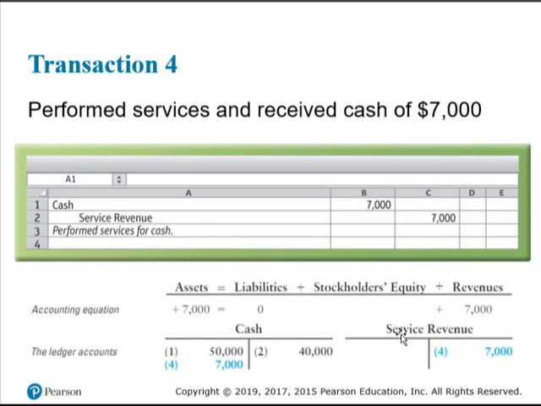The company performed services and received cash. Here's a hint. If you know what happens to cash, you've got the journal entry figured out. In this case, cash increases. Cash increases on the debit side, so the other account affected must be on the credit side. In this case, it's revenue. Revenue is an equity account, so it increases on the credit side.